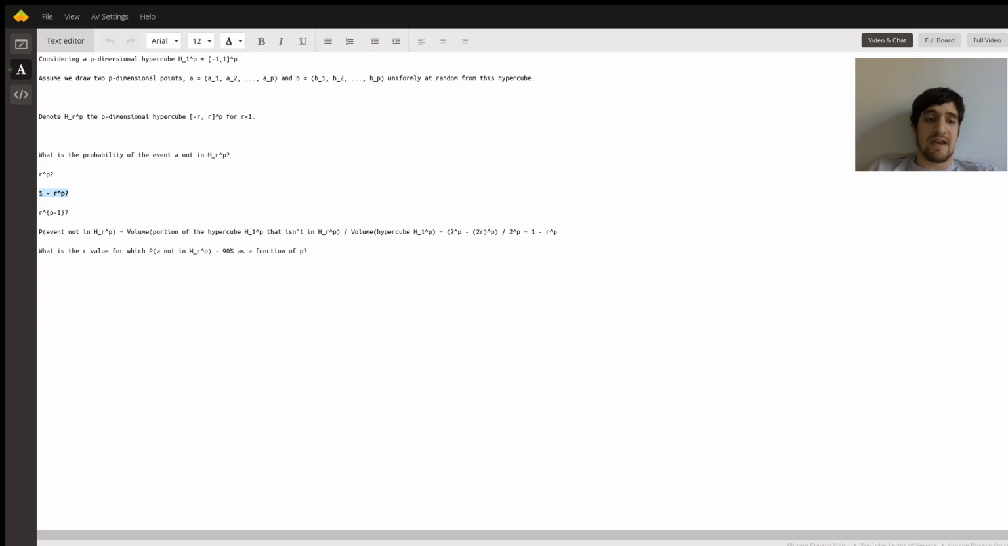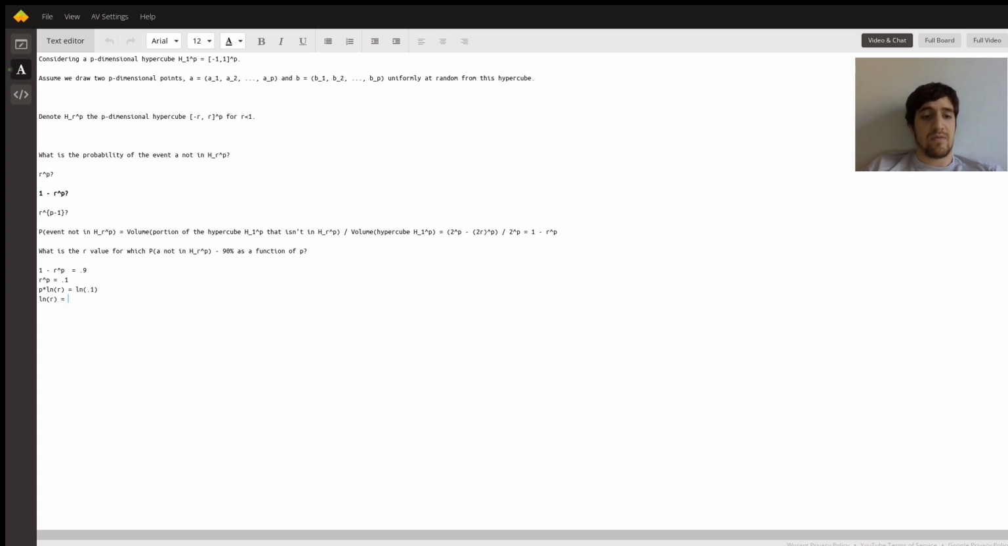Now we're being asked the second question: what is the r value for which the probability that A is not in H_r^p is equal to 90% as a function of p. So now we just take the value we got from the first question, 1 minus r^p, because that's the probability A is not in H_r^p, and we set it equal to 0.9. So then we get r^p is equal to 0.1. p times the natural log of r is equal to the natural log of 0.1.